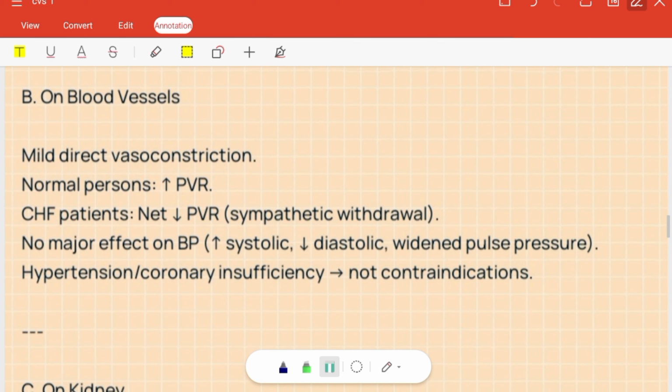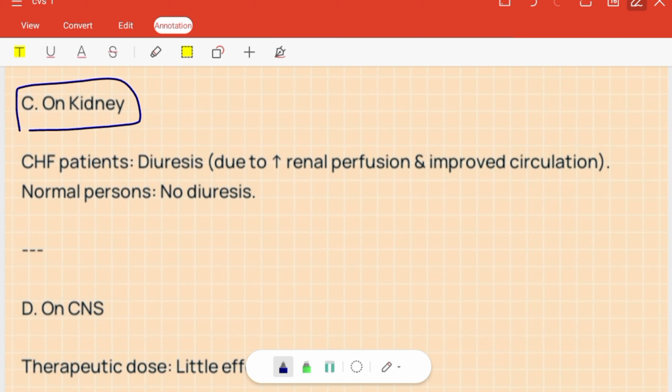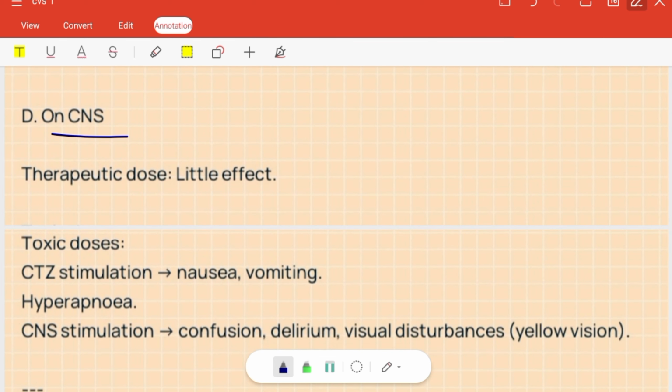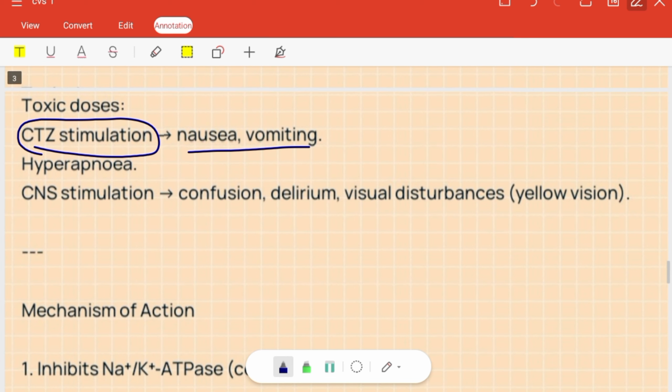Moving on to the next action, on blood vessels, it is not that important. In a normal individual, it causes an increase in peripheral resistance, and in a chronic heart failure patient, it causes a decrease in peripheral resistance. So the net effect is that it has no major effect. The next action is on the kidney. It causes diuresis in patients with chronic heart failure. Due to diuresis, there is increased renal perfusion and increased circulation. On CNS it causes CTZ stimulation, which leads to nausea and vomiting. It also causes hyperpnea, and it causes CNS stimulation, which leads to confusion, delirium, and visual disturbance.